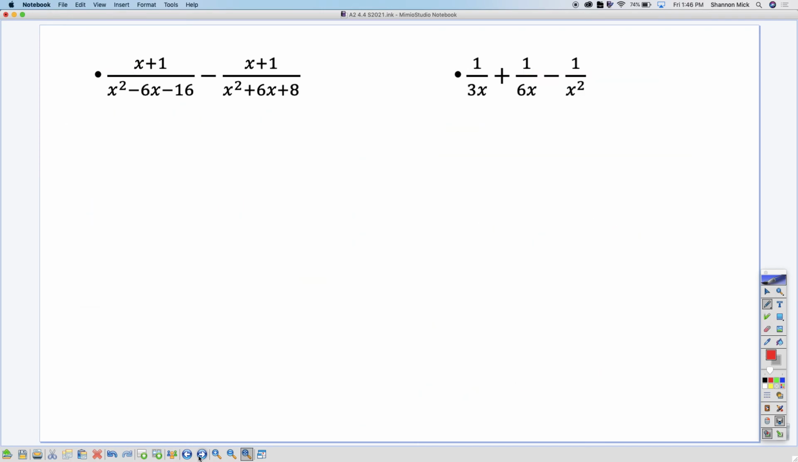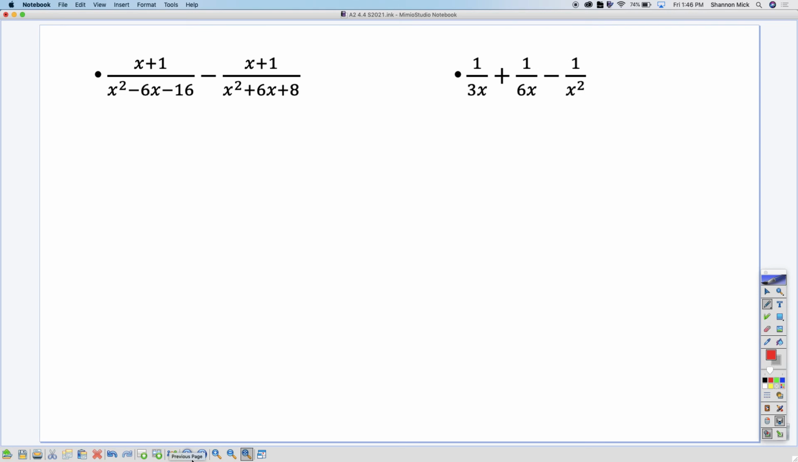Okay, so what am I doing now? Subtracting. Am I going to do this anything different? No, except I have to distribute a negative, don't I? I cannot forget to distribute a negative. So, first thing I'm going to do is find a common denominator. How are you going to do that? Factor. Factors of 16 that have a difference of 6.